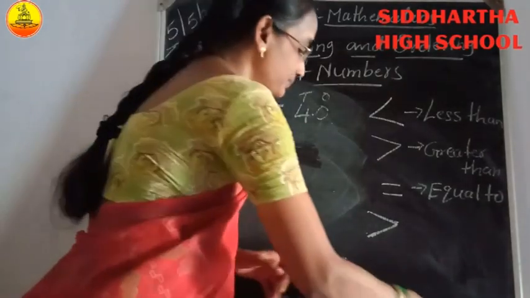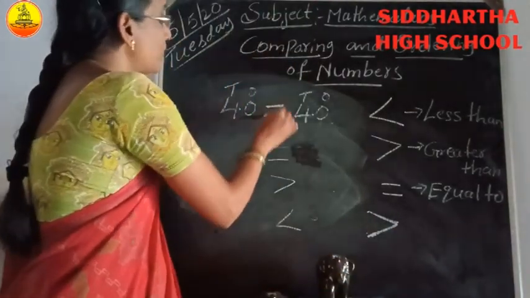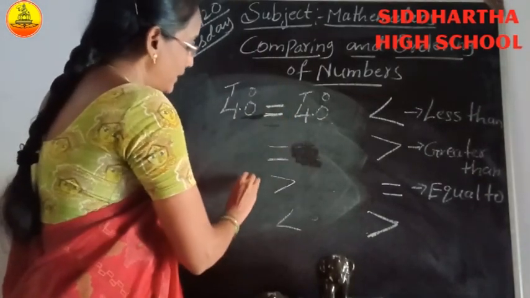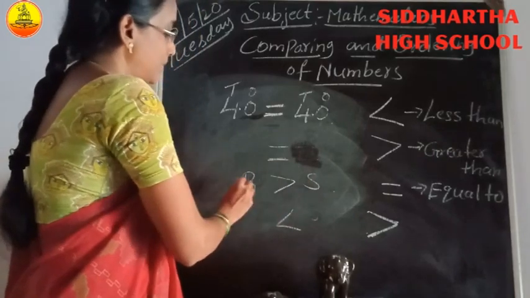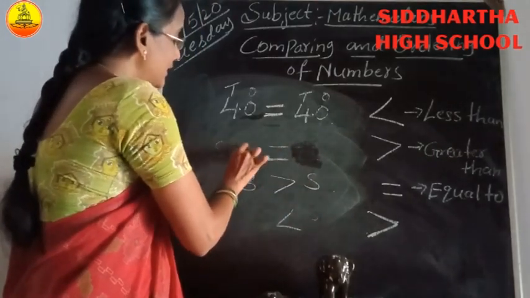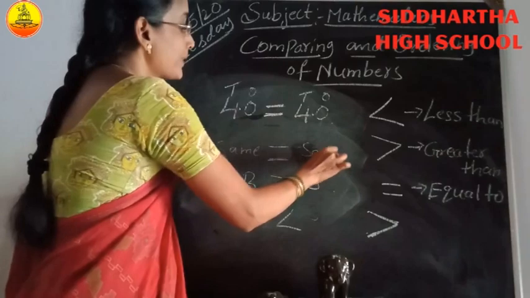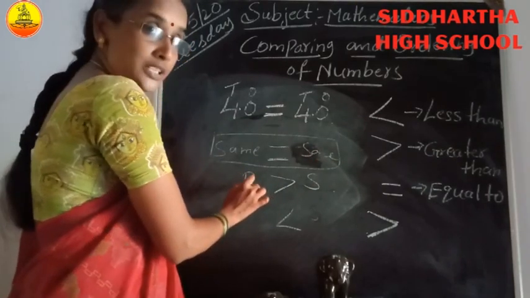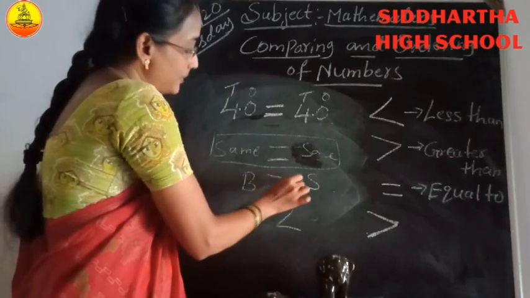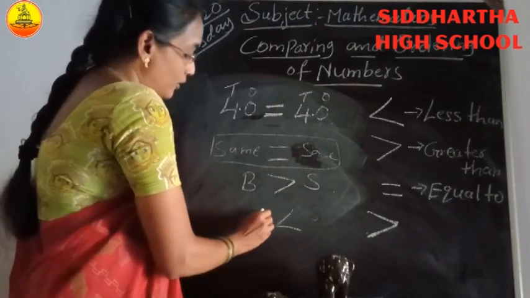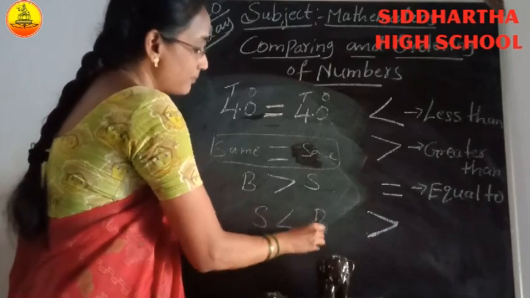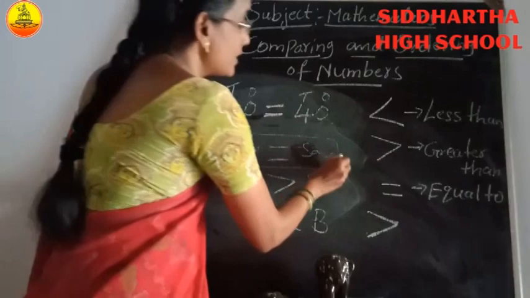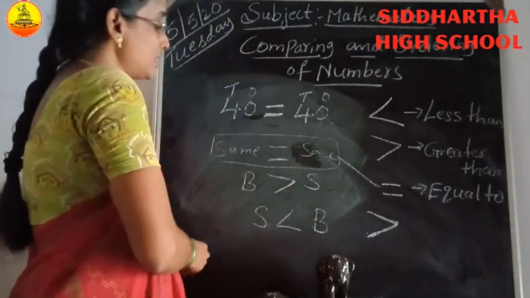Now, when the two are the same, we get the equal symbol. Same numbers. Big, small. Big, small. This side, same, we will use equal. When the first one is big and the second one is small, we get the big number side open. When the first one is small and the other one is big, then we get this one. This symbol is called is equal to.